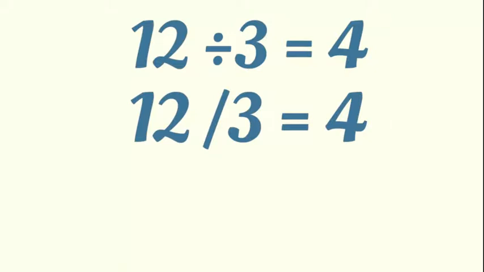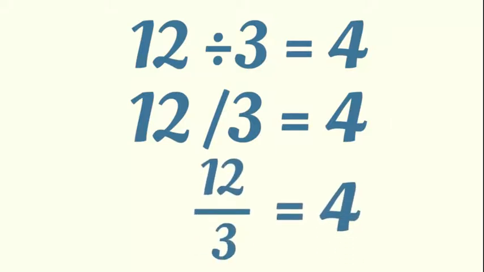Remember, the division sign can also be a horizontal line. 12 divided by 3 equals 4. That looks like a fraction, doesn't it? The line in a fraction means divided by. These are the 3 ways that you can write the division sign. Pretty interesting.